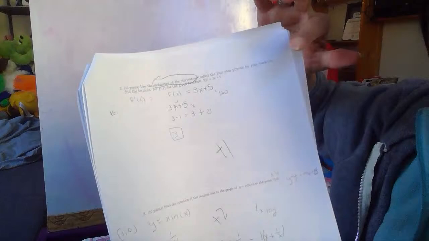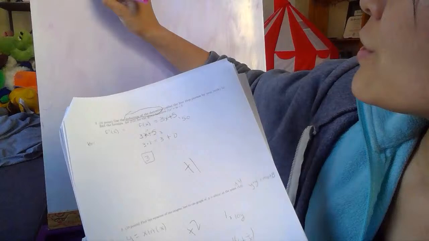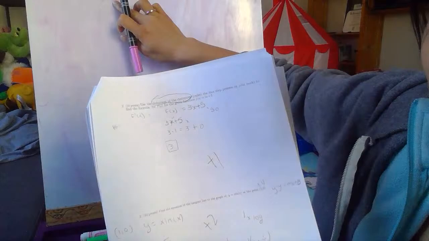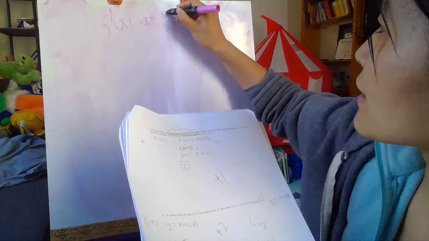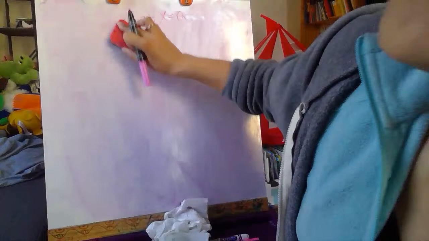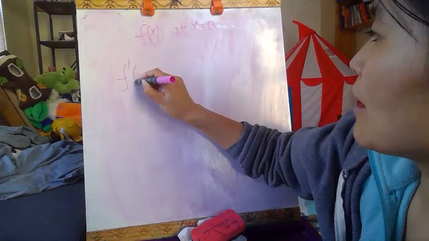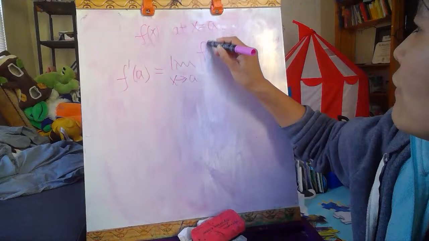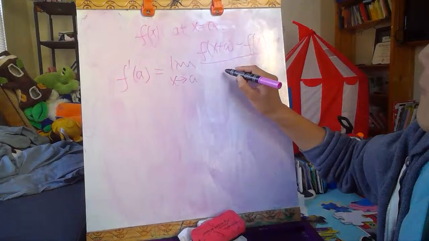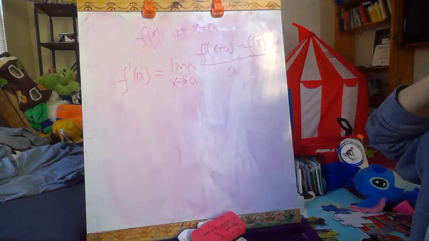Okay, definition of derivative. So here, I write down the definition of derivative. If you have a function f of x and you want to find the derivative of f of x at x equals a, what's the definition? The definition says f prime of a equals the limit as x goes to a of f of x plus a minus f of x over a. Okay, so this is the definition.